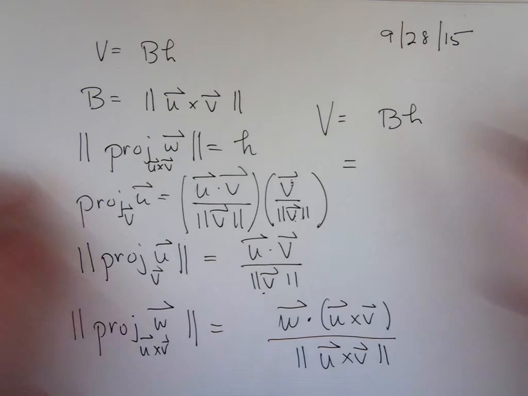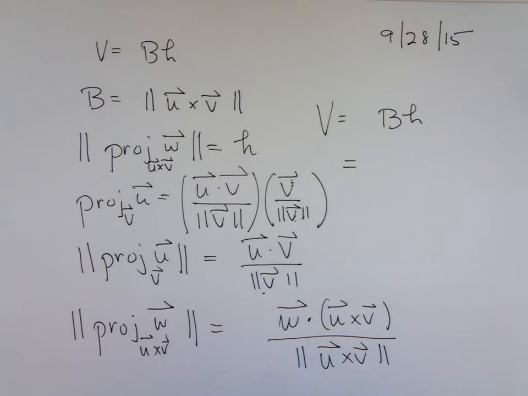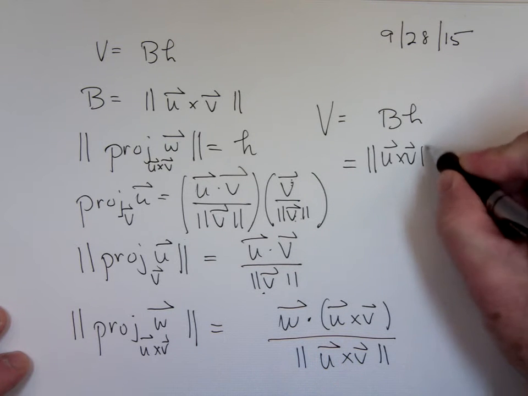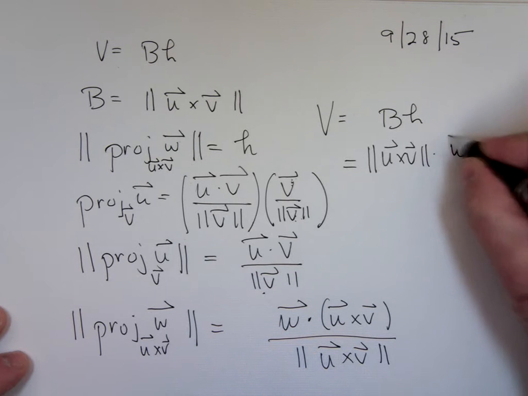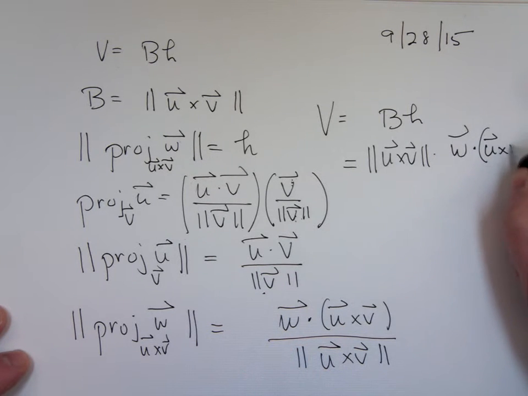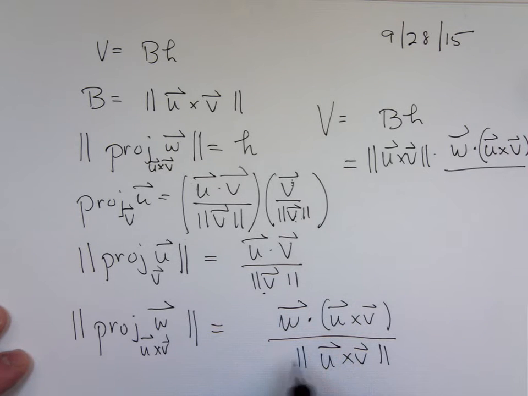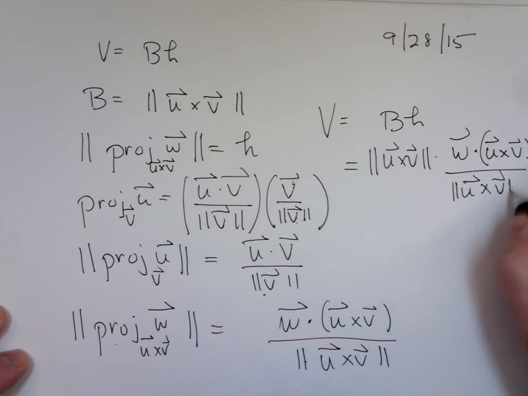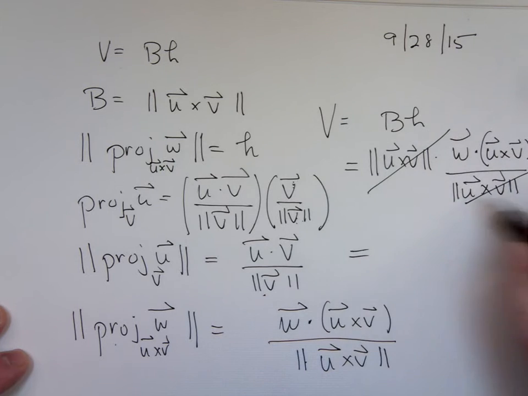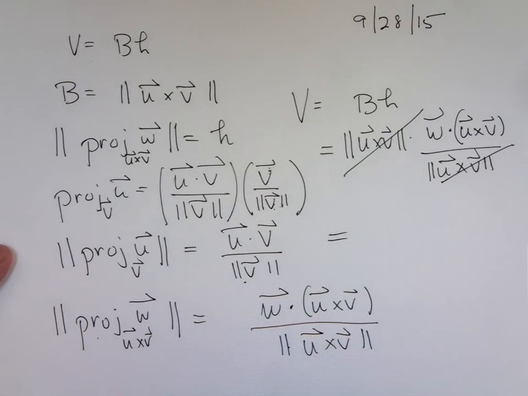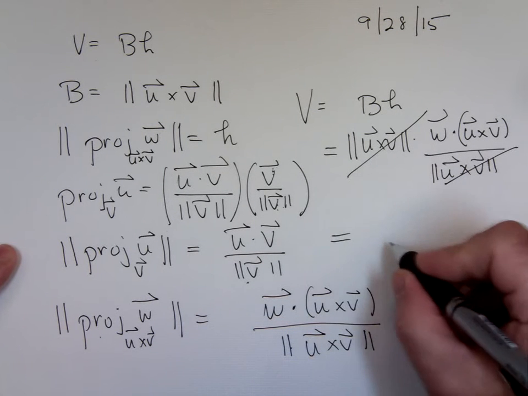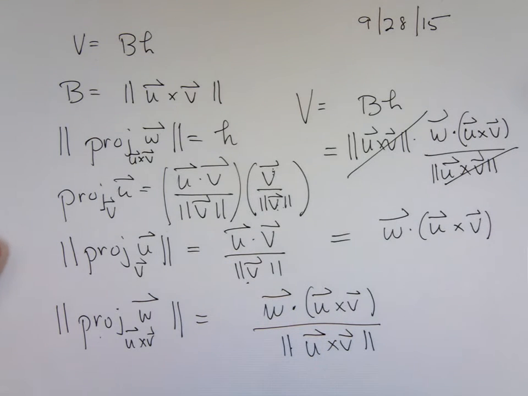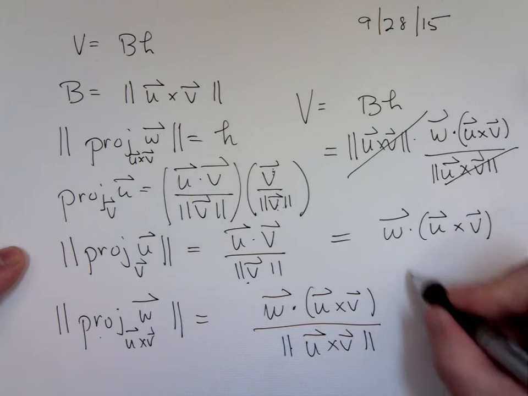the area of the base, which is the area of that parallelogram at the bottom. What is that equal to? It's the magnitude of the cross, times the height, which is right here, the magnitude of the projection. After we cancel those out, the volume is equal to W dot U cross V. This is called the triple scalar product.